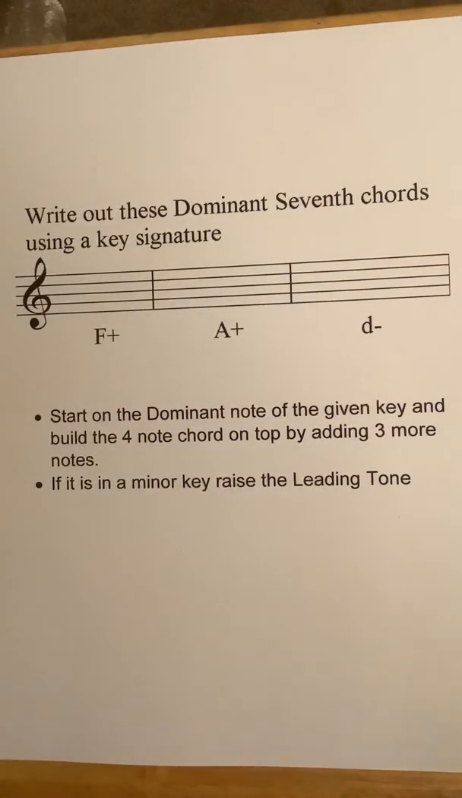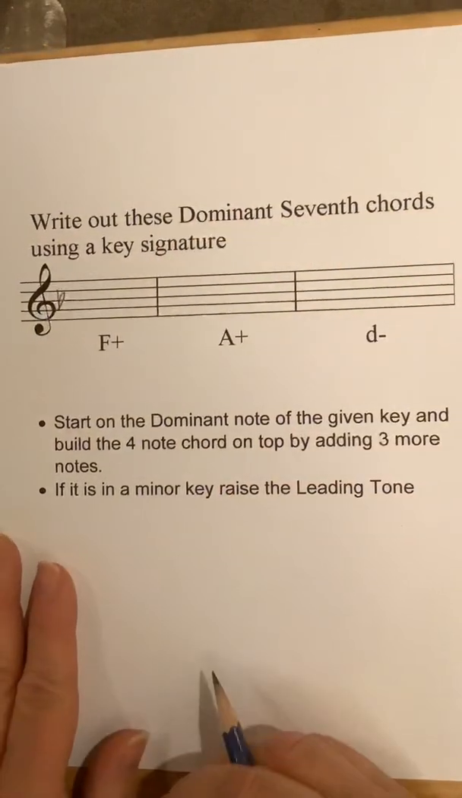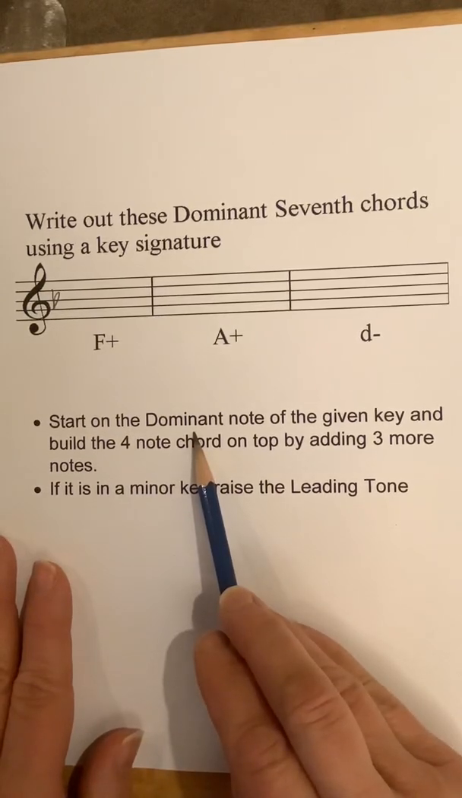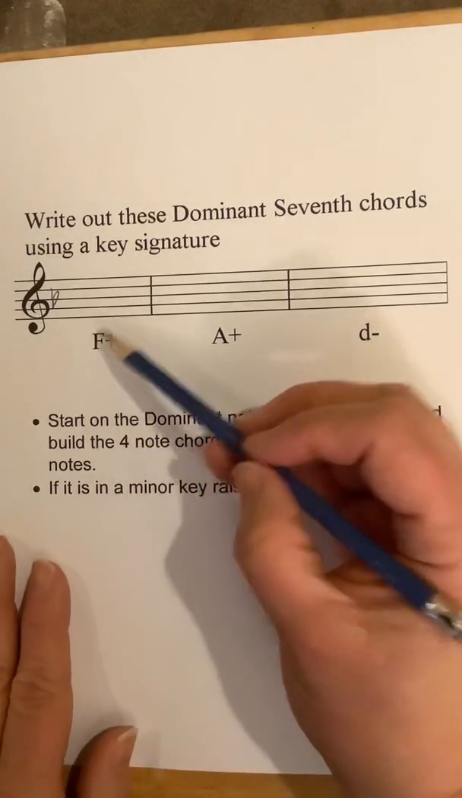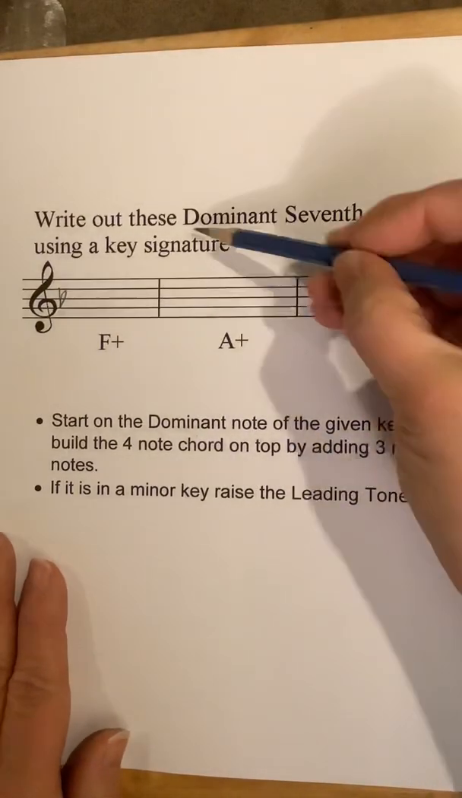Now, sometimes you're asked to write out dominant seventh chords. Let's use a key signature. Okay, here we go, F major. So that has a B flat. So then remember, start on the dominant note. I see my students come back with their work done, and they started on the F because they forgot to make the connection that it's the dominant seventh.